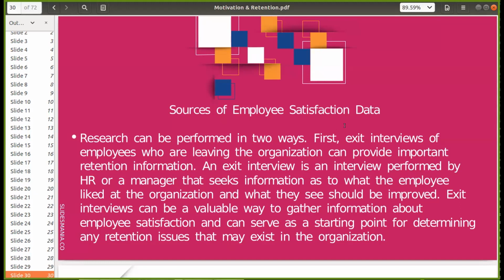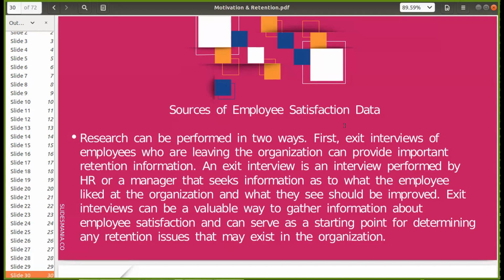So again, there is no one size fits all approach to retention planning. Walang pwede na yan. There should be a research component, and it is essential to formulate a plan that will make a difference in turnover rates. So research can be performed in 2 ways. First, we have the exit interview.